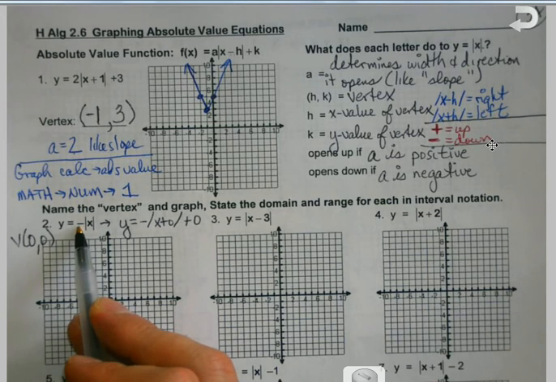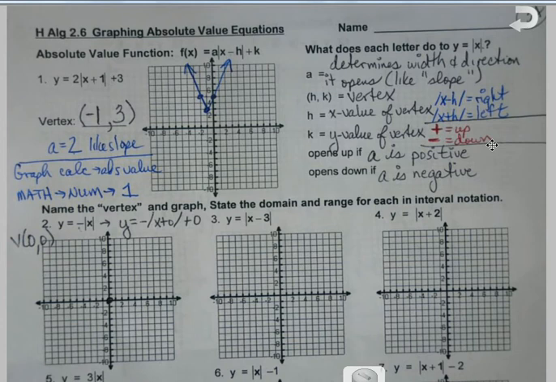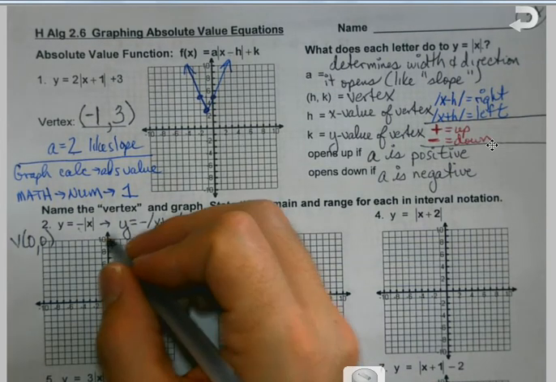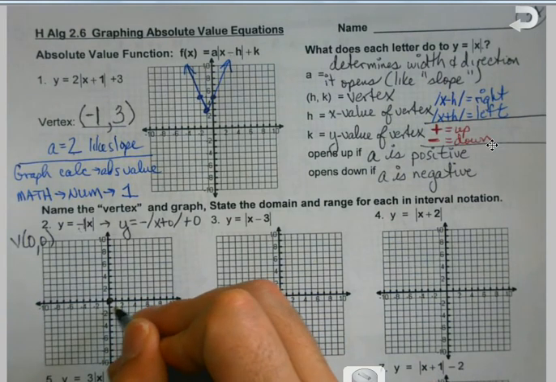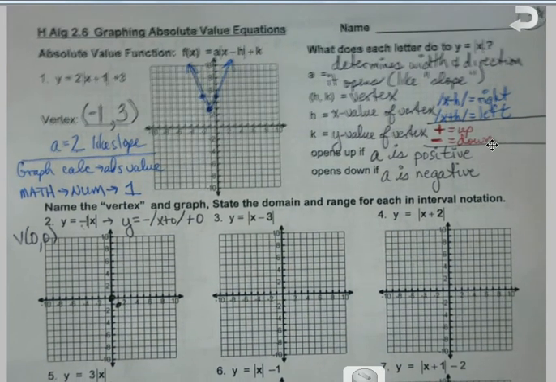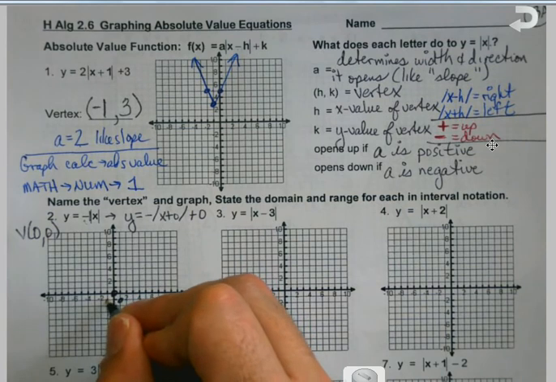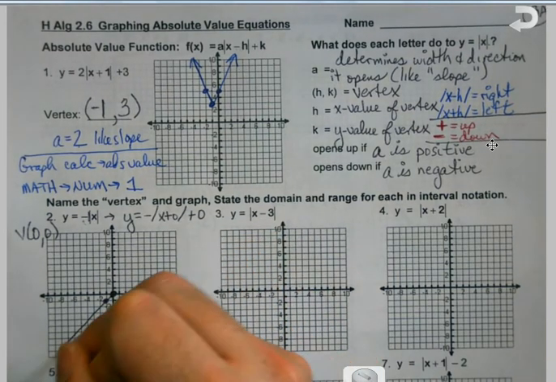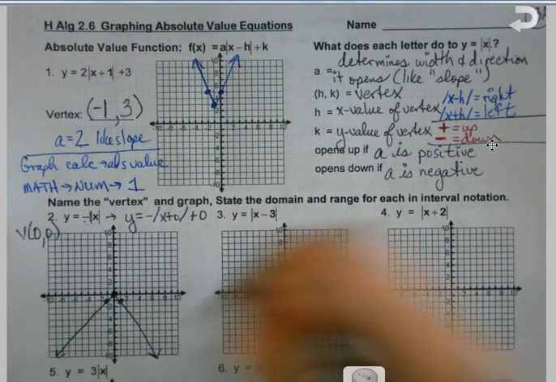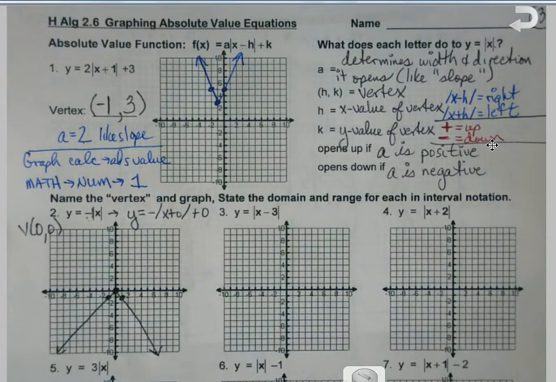My a value is negative, so I know my graph's going to open down. Okay, I know that much. So then if I think about it as far as slope goes, it'd be like having negative 1. So you're like, okay, if the slope was negative 1, I'd go down 1 and right 1. But this is weird again. It's absolute value. So I'm going to go down 1 and left 1 as well. Get my 3 points. They'll always be in the shape of a triangle. And connect the dots. Opens down, symmetrical, feeling good.